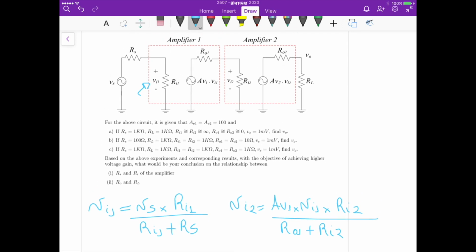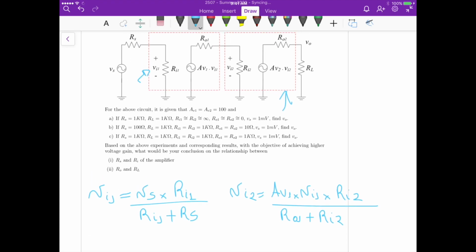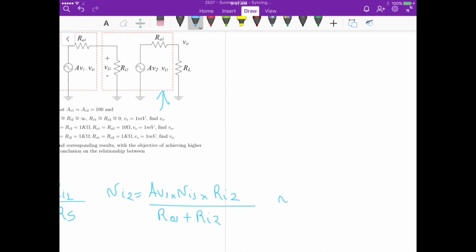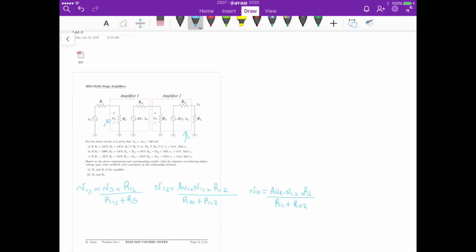That's VI2. And what's Vout on this stage here? It's just another voltage divider between Rout2 and RL, and the input voltage is AV2 times VI2. So if we go to the right, Vout is equal to AV2 times VI2 times RL divided by RL plus Rout2. Now, if we look at these equations, we can just back substitute.